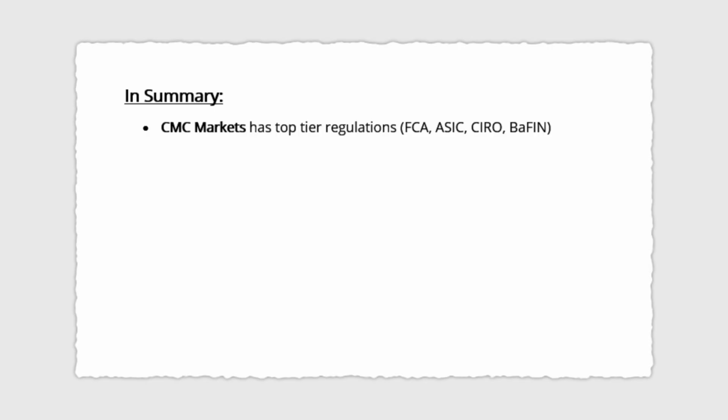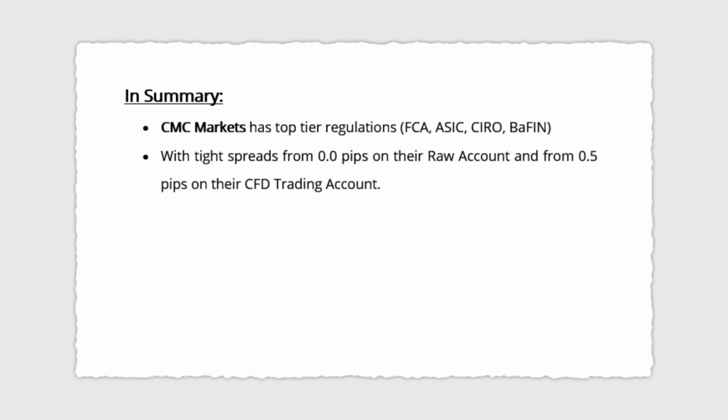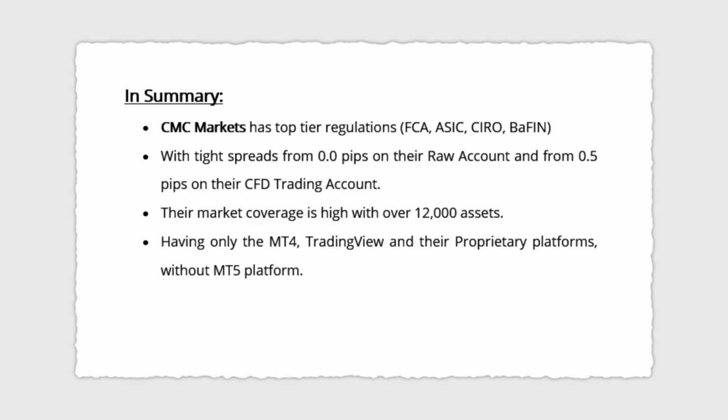Let's look at CMC Markets in summary. CMC Markets has top-tier regulations with tight spreads from 0.0 pips on their raw account and from 0.5 pips on the CFD trading account. Their market coverage is high with over 12,000 assets, having only the MetaTrader 4, TradingView, and their proprietary platforms without the MetaTrader 5 platform, with a first-time minimum deposit of £250, which is high.